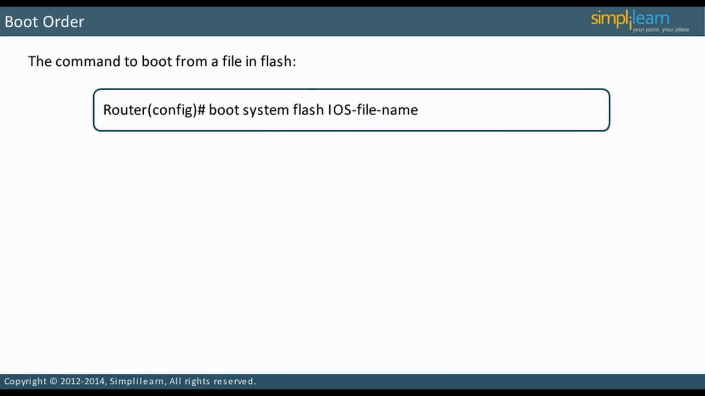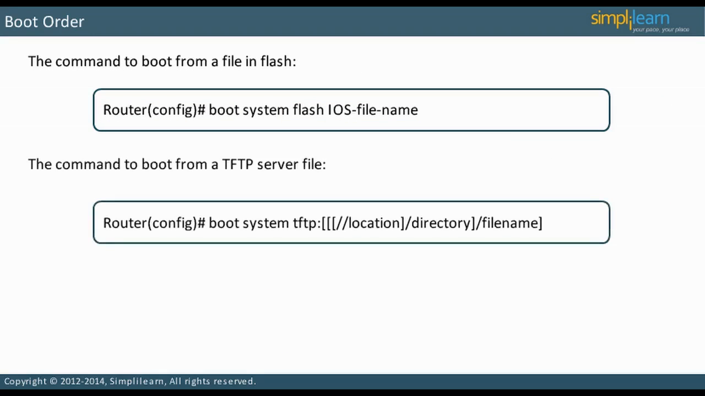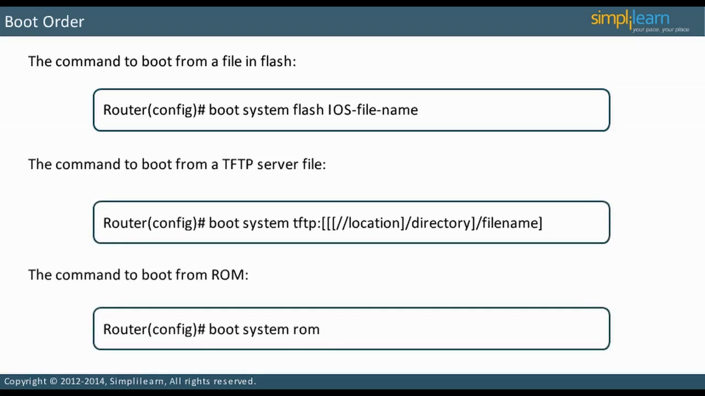The default boot order is flash, TFTP, and ROM. This means that the router looks in that order for the iOS and loads the iOS image from the first device that has it. The boot order can be changed with the commands shown on the slide. Take some time to review these commands. Next, let us discuss Router Configuration Register.